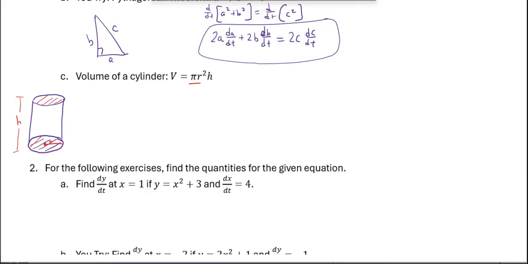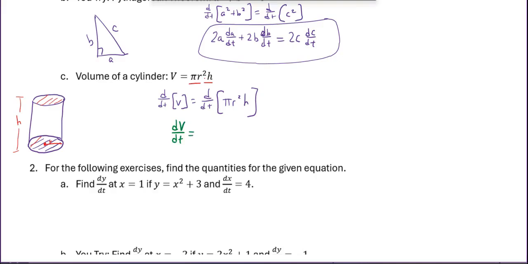But what we want to figure out is how these are related given a change in time. So we're going to take the derivative with respect to time of the left and of the right. Now on the right hand side, you're going to have the product rule. We have pi r squared times, a little invisible times, h. So make sure you're using the product rule. Okay, here we go. Derivative of the left. Derivative of V is 1, so we just have 1 dV/dt.